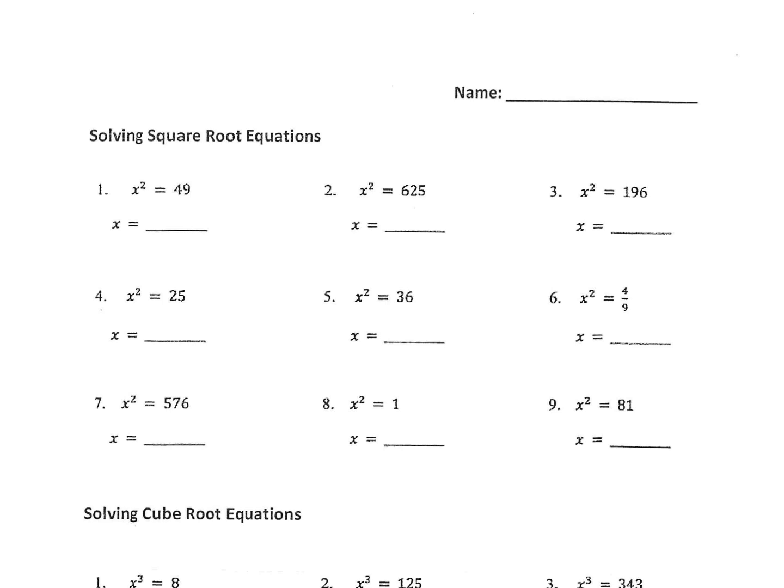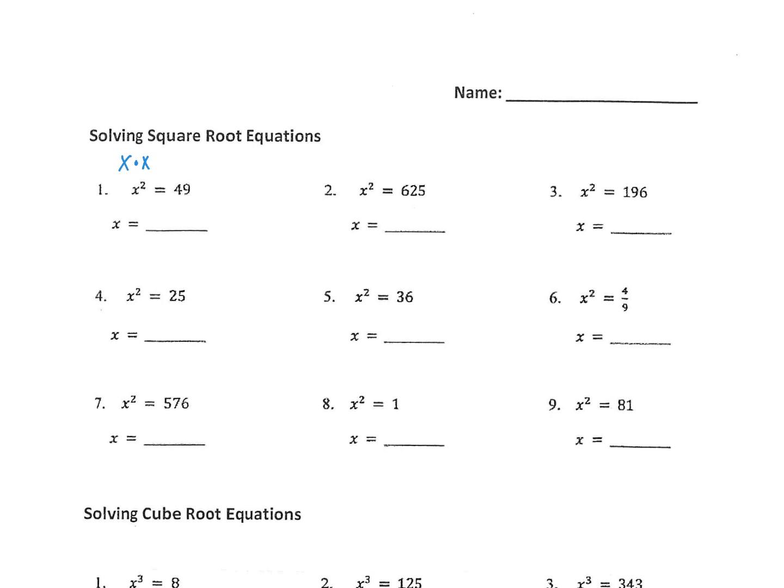Now, if you remember, x squared means x times x. Let's do that in blue. Let's do x times x. There we go. So that means, what can x be? What number can I multiply x by to get 49?